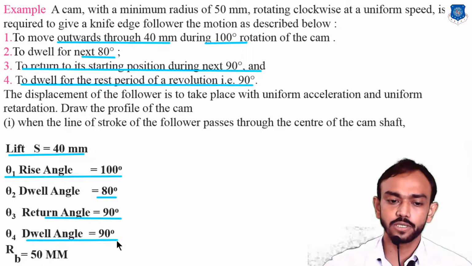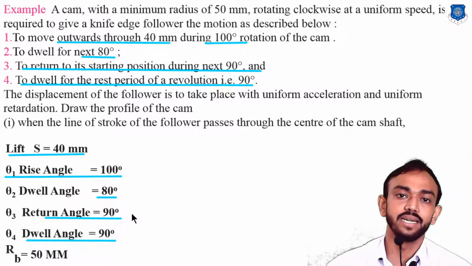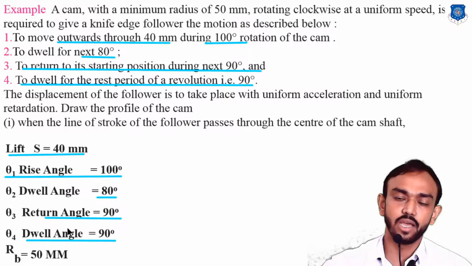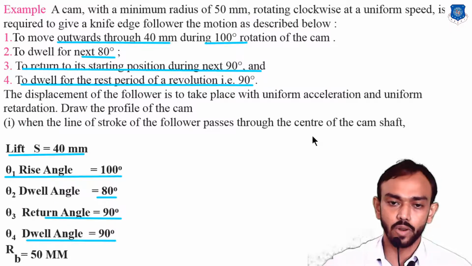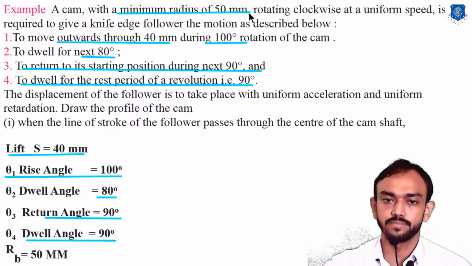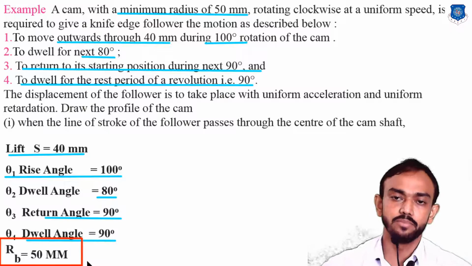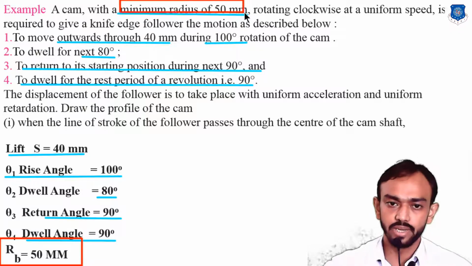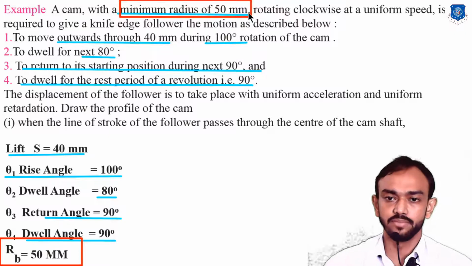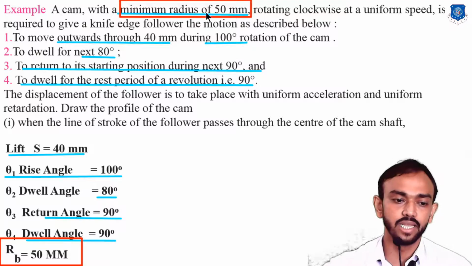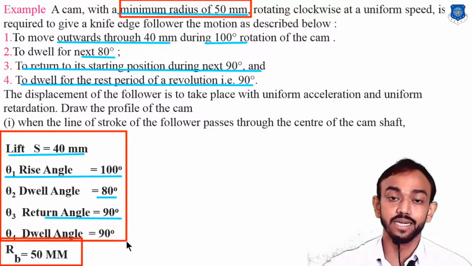Before starting the cam profile we have to make the displacement diagram. These are the 5 data we always require for drawing the displacement diagram. RB means base radius or minimum radius, which is 50 mm and is required during the starting of the cam profile, but right now we need these 5 data for the displacement diagram.